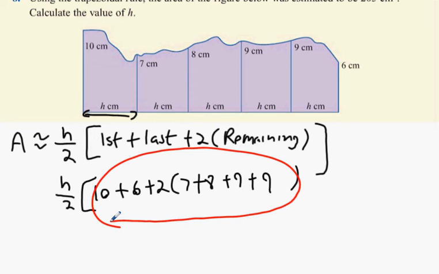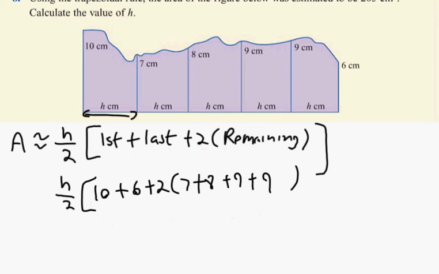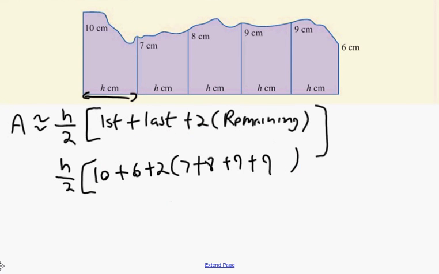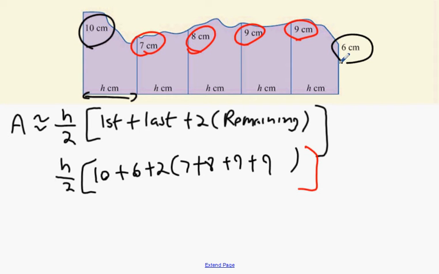No. First and last, the remaining is that one, the middle ones. It's like not the two wingers, the middle people. Okay? So that's the way it works. 10 is the first one, and 6 is the last one. The two wingers and then the middles.